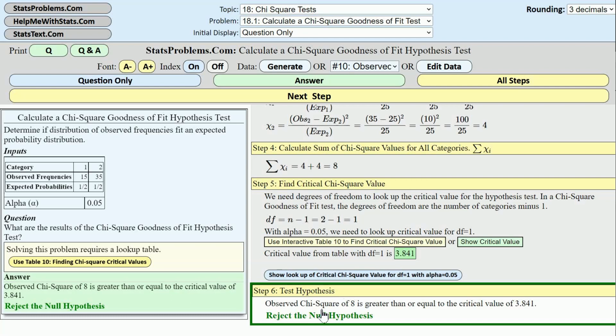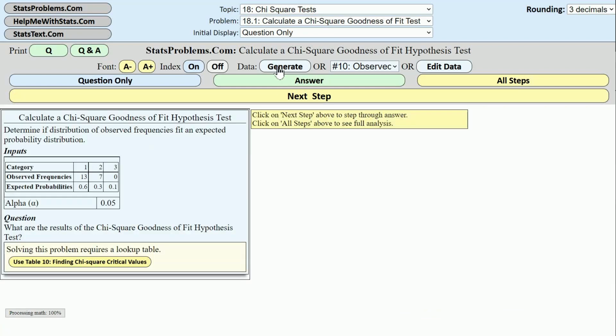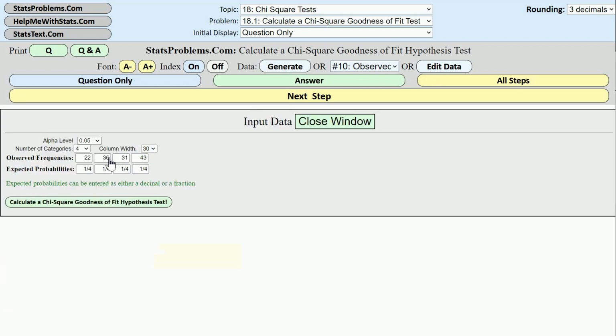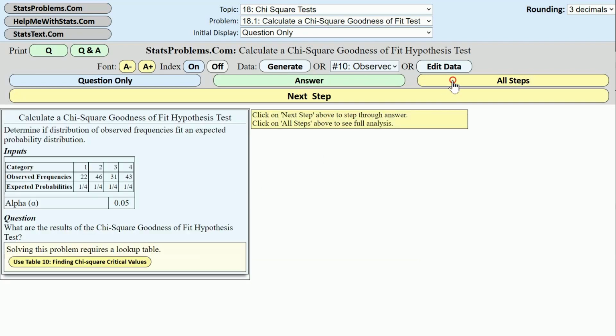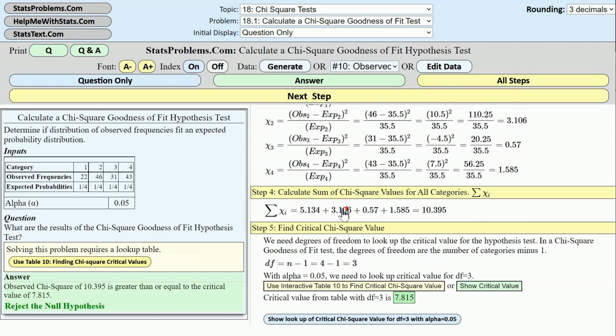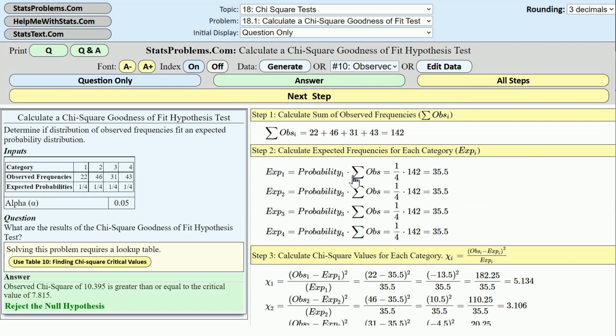The observed chi-square value of 8 is greater than or equal to the critical chi-square value of 3.841, so we reject the null hypothesis. In addition to the 25 example problems, we can work step by step through an unlimited number of new problems using the Generate button. The Edit Data button can help us create problems with customized input. Instructors can use this function to create problems with complete solutions to use on exams, in class, or for homework.